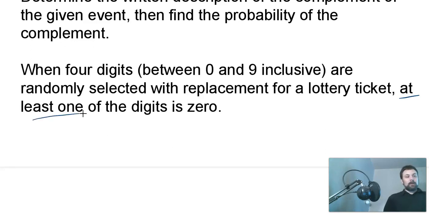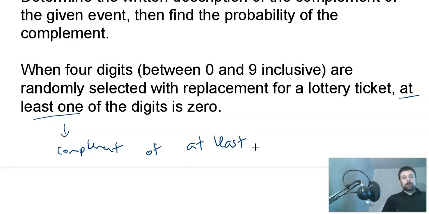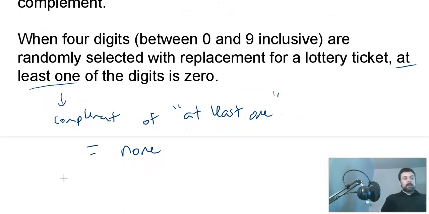At least 1. The complement of at least 1 is none at all. Right? So the complement of at least 1 is to have none. So the complement of having at least one of the digits be 0 is to have none of the digits be 0. All right. And so we want to find the probability of that complement.